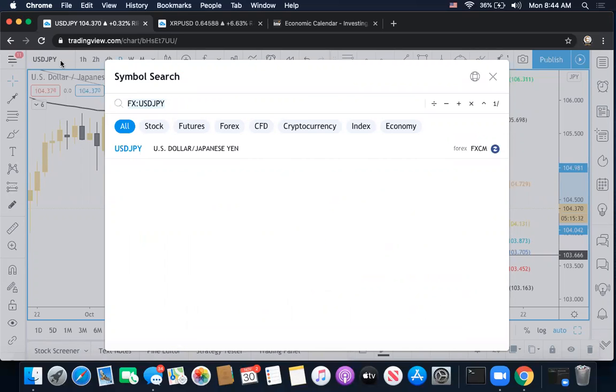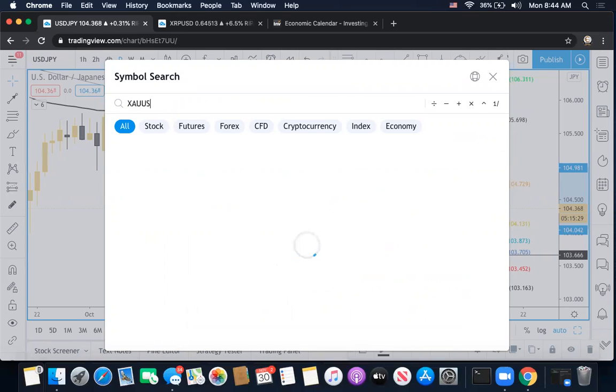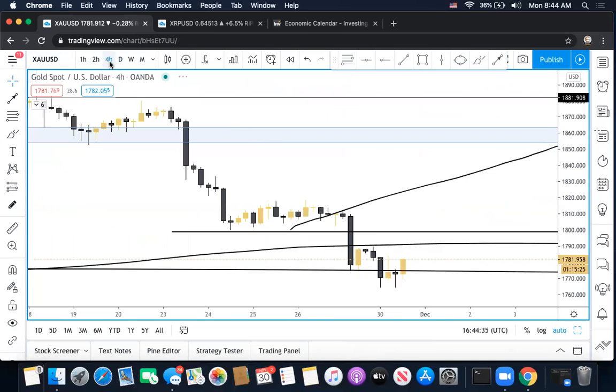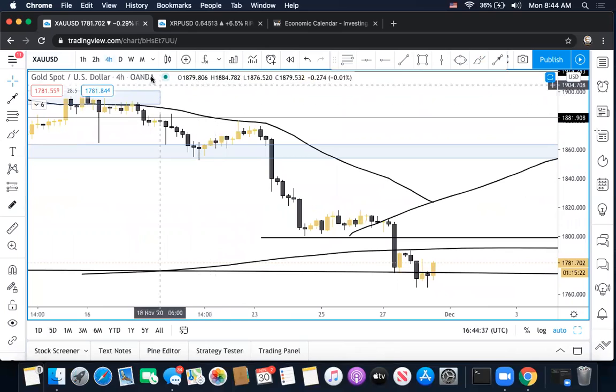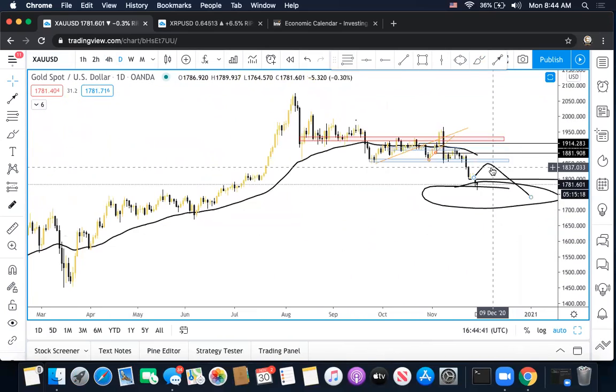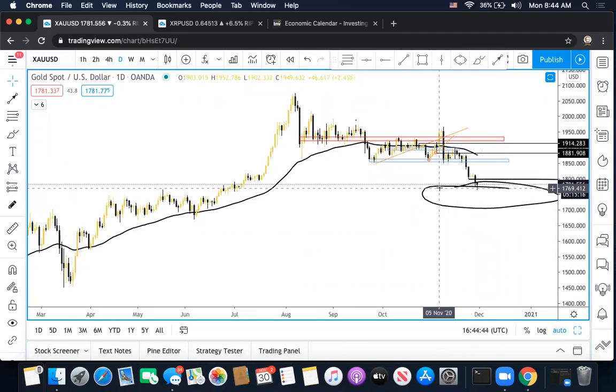All right, gold. So gold, it already dropped pretty bearish and came down to a critical region already.